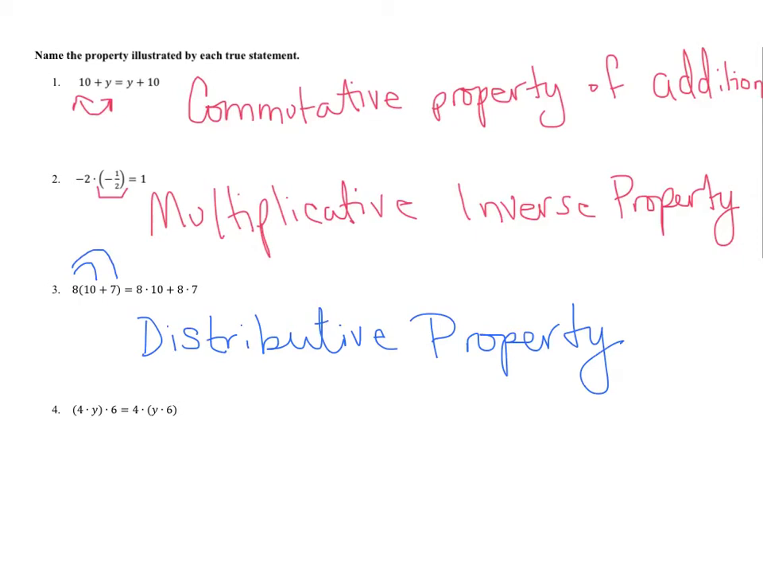Now we have 4 times y times 6 is equal to 4 times y times 6, with different grouping. Here you can see we're grouping the first two, or grouping the second two elements in multiplication. So whenever I group things, I think of associating with them, so this is the associative property of multiplication.